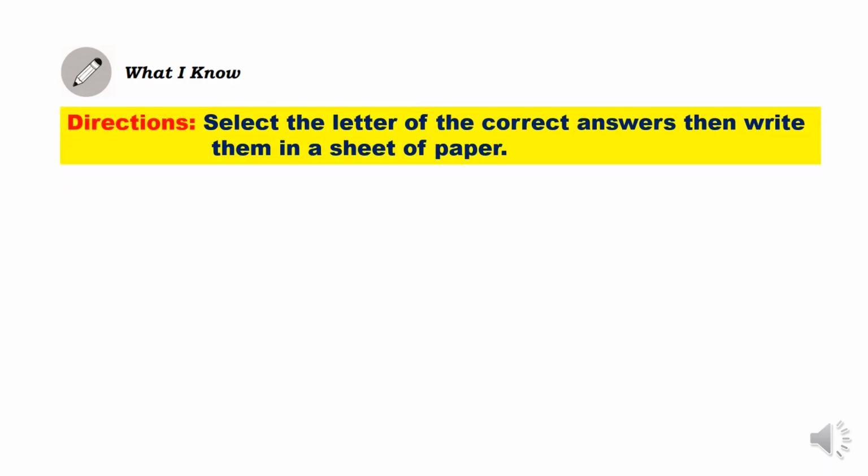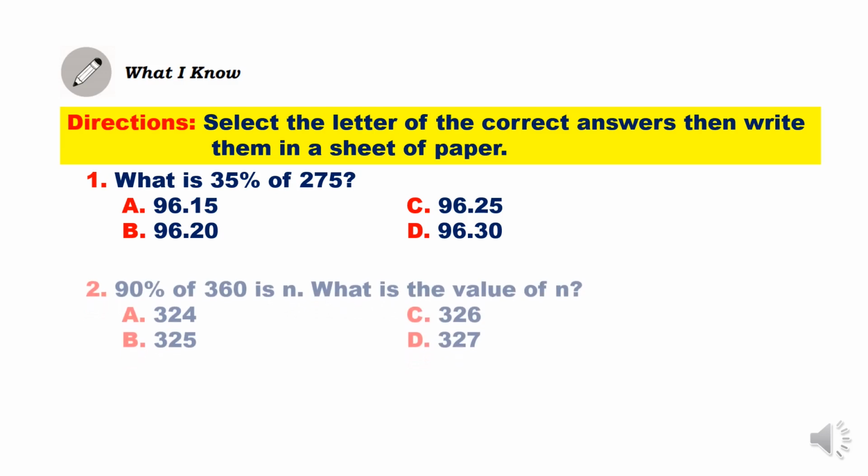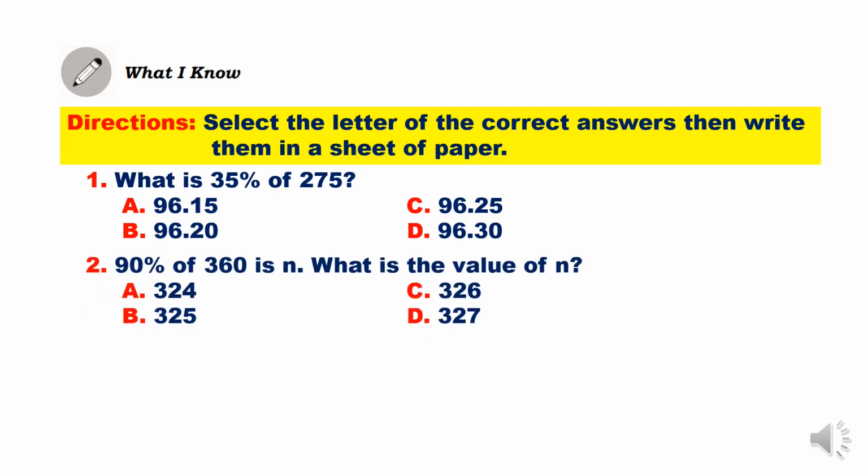Select the letter of the correct answers, then write them on a sheet of paper. Number 1. What is 35% of 275? A. 96 and 1500s, B. 96 and 2000s, C. 96 and 2500s, D. 96 and 3000s.